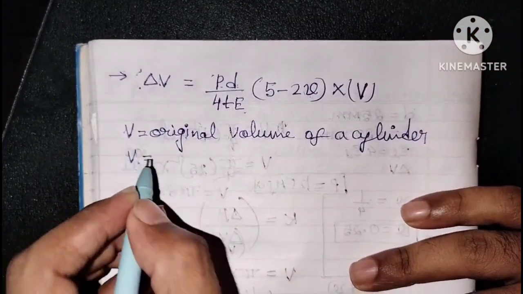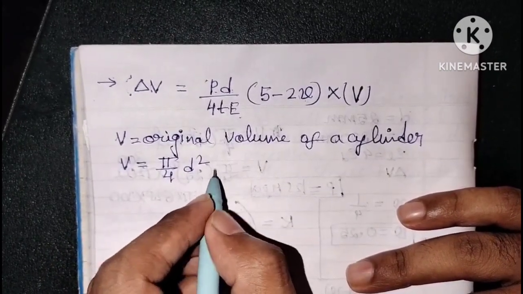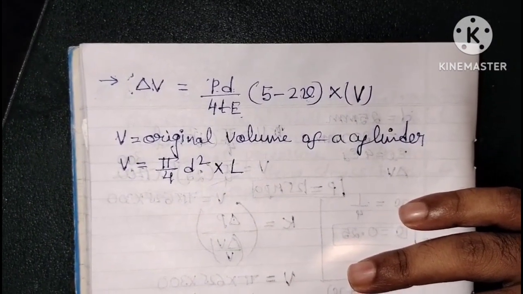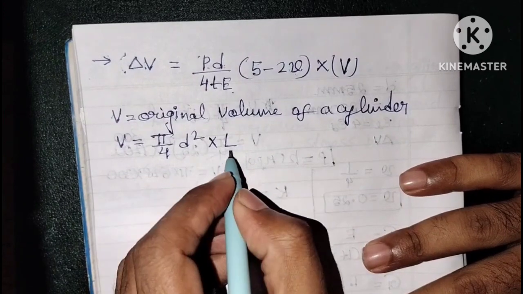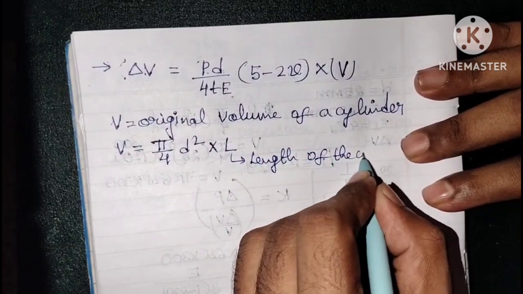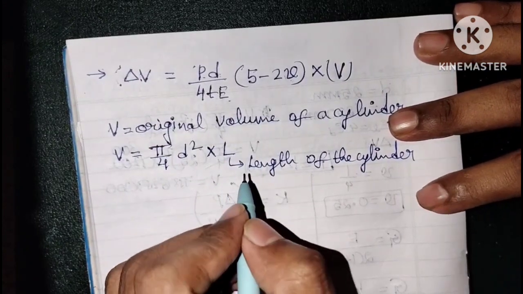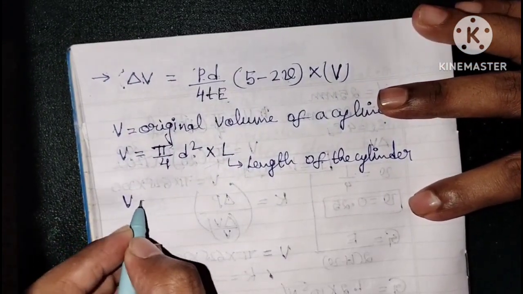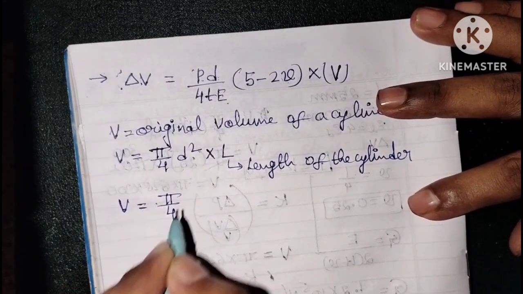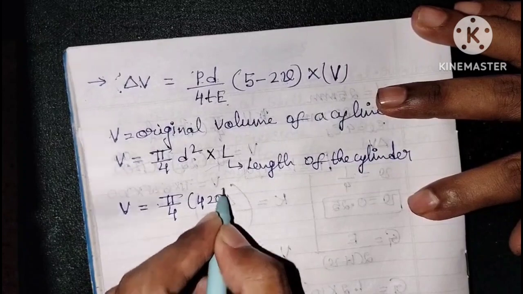So what is the volume of the cylinder? The volume of the cylinder formula is pi by 4 into D square into L. Here L is the length of the cylinder. In this question, the length of the cylinder is not given, so that data is missing. But anyhow, we can simplify this. V is equal to pi by 4 into D square into L. Diameter is given as 420 mm, so 420 whole square into L.